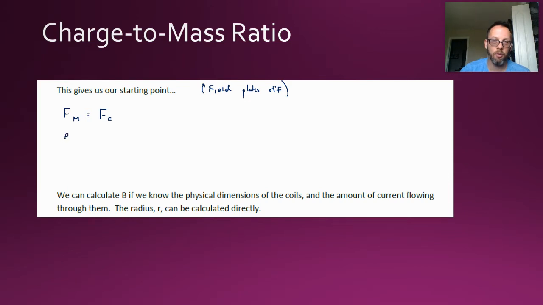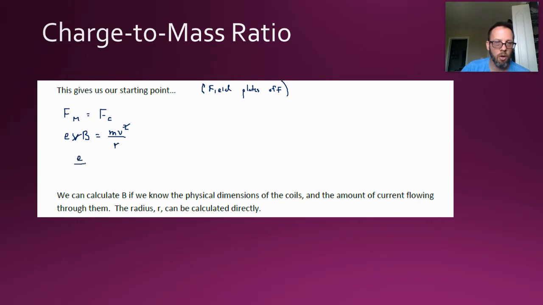It's going to be equal to e. Remember, that's the size of the charge on an electron, the elementary charge, times its speed times the magnetic field strength. And F_c is mv squared over r. We get some v's canceling. This should look kind of similar to something we did in our last lesson, but here I'm going to rearrange this a bit differently.